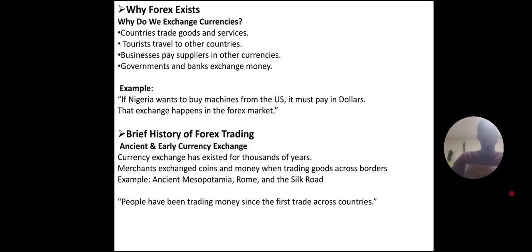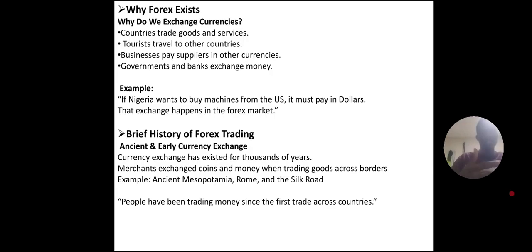Now, currency exchange has existed for thousands of years. We must understand that forex trading has been in existence before the stock market, before the crypto market. It has been for years. It started from the time of gold. The wealthy people, the merchants, were exchanging gold at the time. So this is what has evolved over the years into the currency market that we are in today.